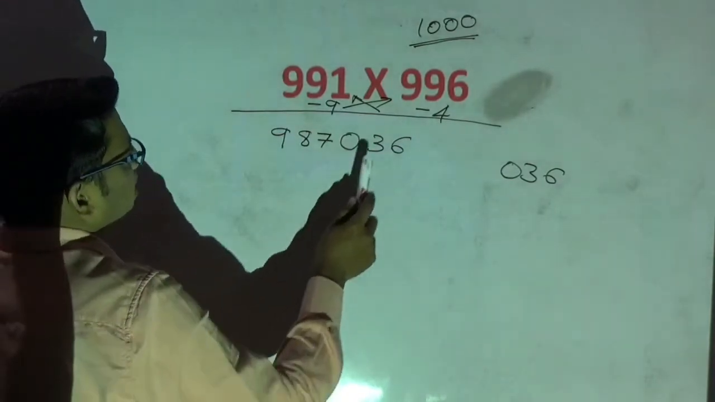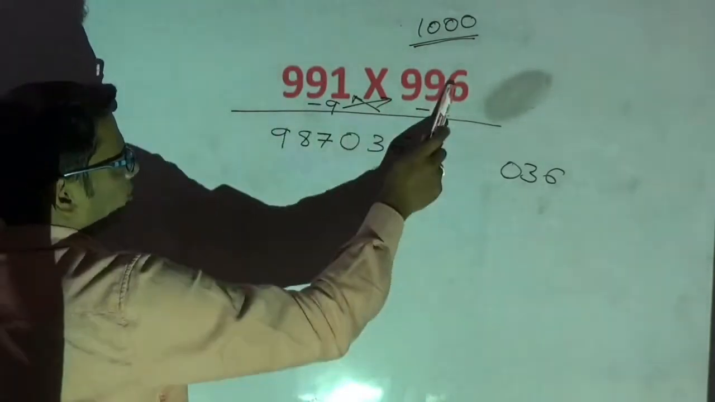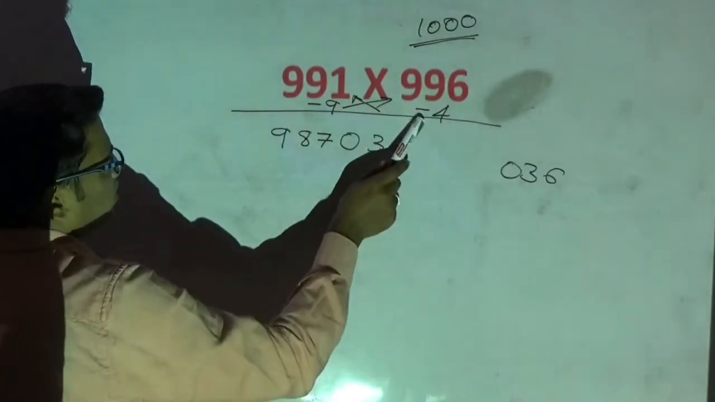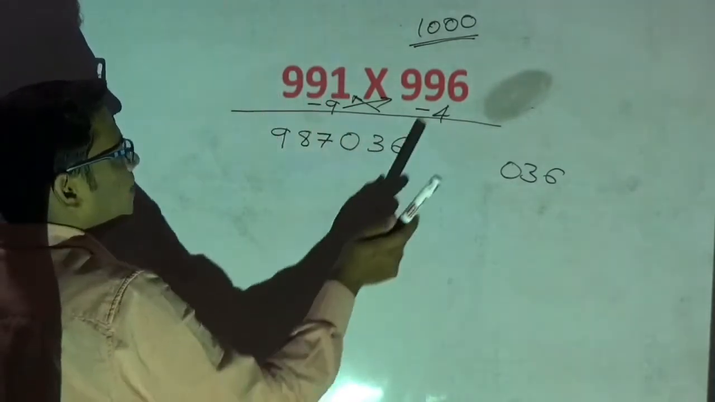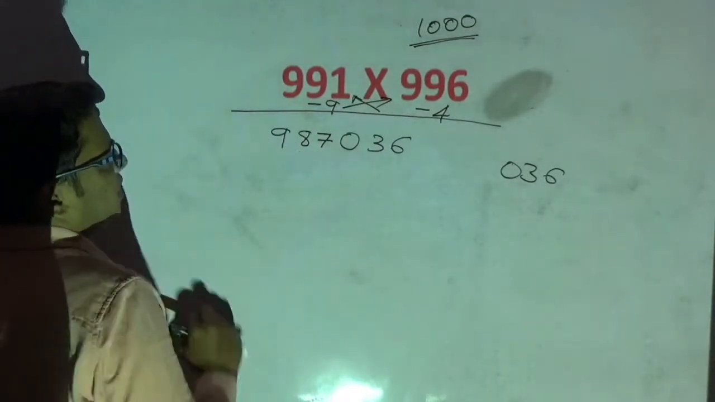I will explain you. Now 991 and 996. This is below by minus 9. This is below by minus 4. Then you have to do cross subtraction. Okay. Now if you do cross subtraction, 991 minus 4. What is 991 minus 4? It is 987. Got it?